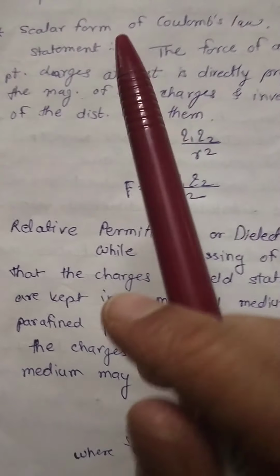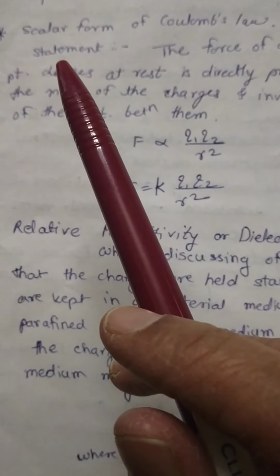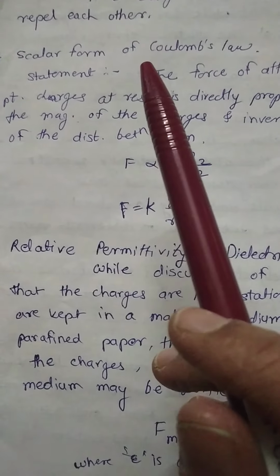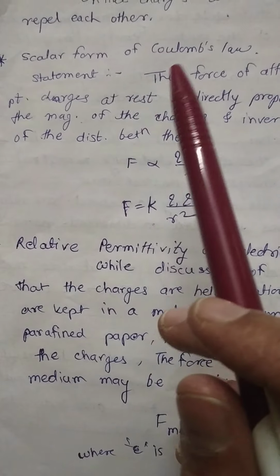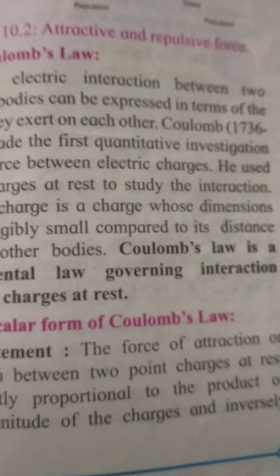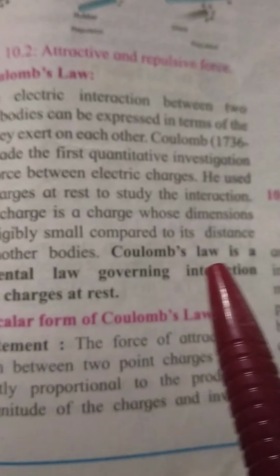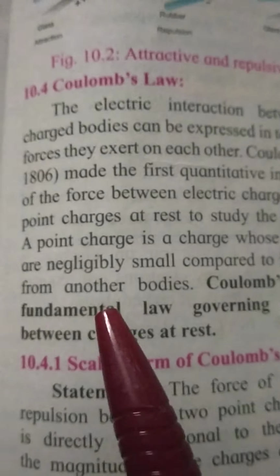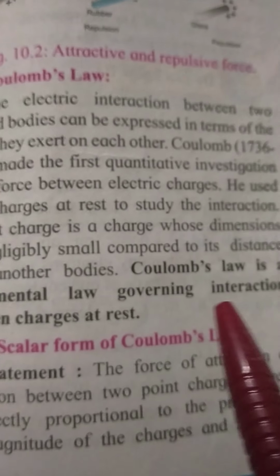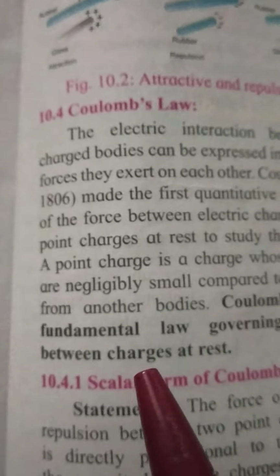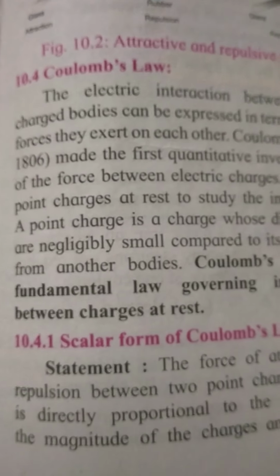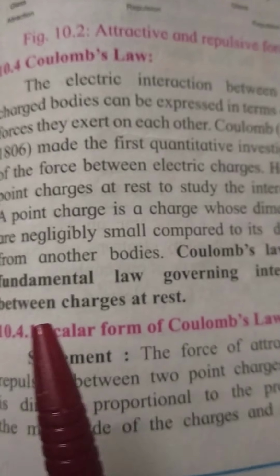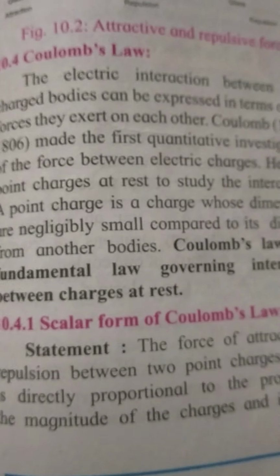Hello students, now our next point in the electrostatics chapter is the scalar form of Coulomb's law. So first, let us find out what Coulomb's law is. Coulomb's law is a fundamental law governing attraction between charges at rest. Now we see the scalar form of Coulomb's law.